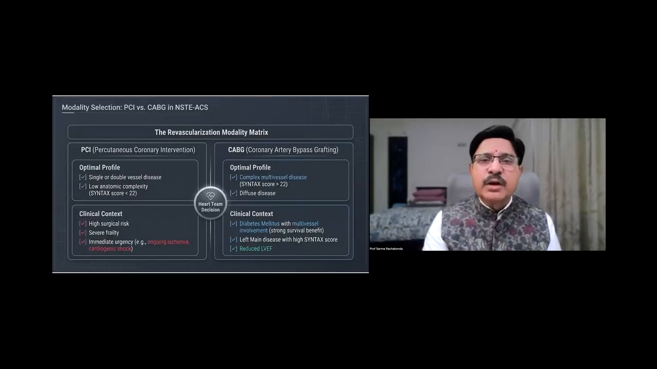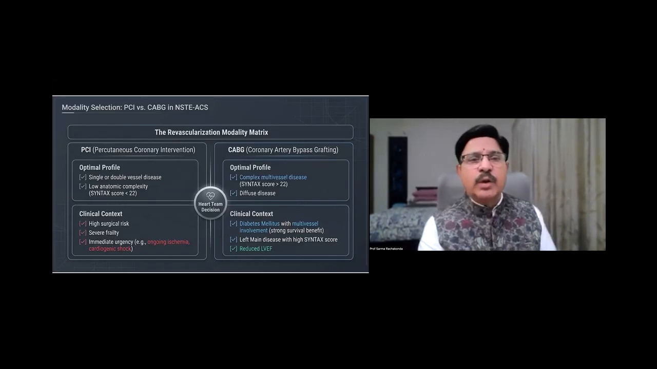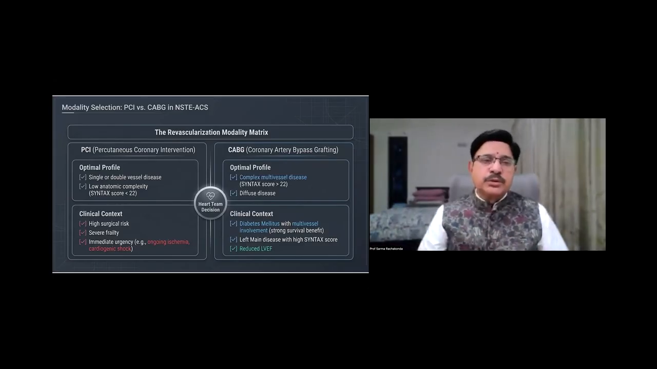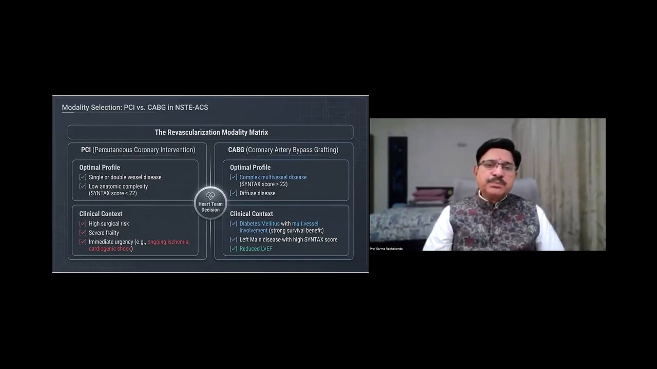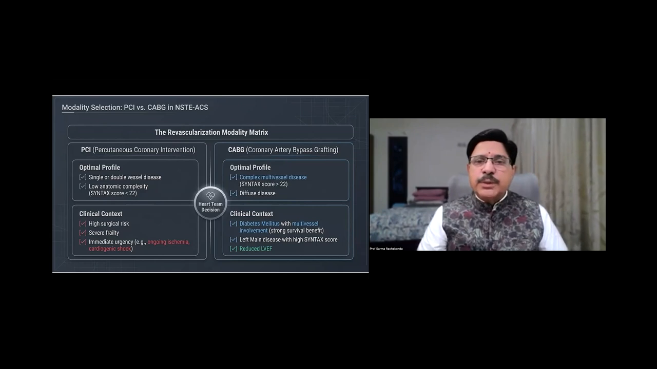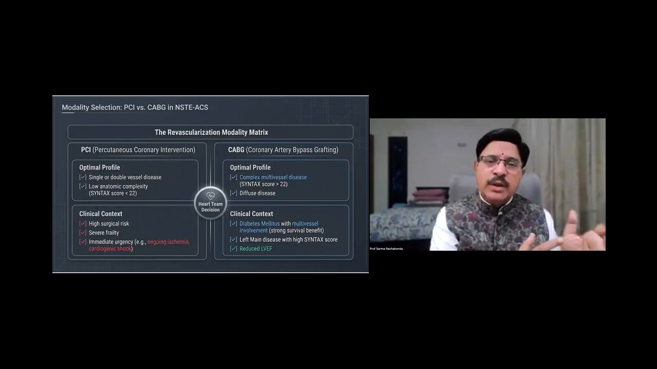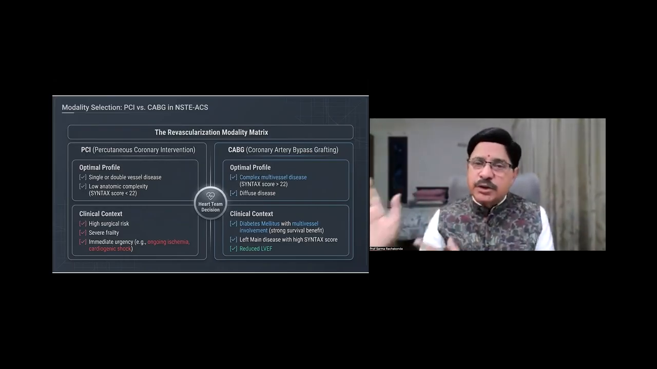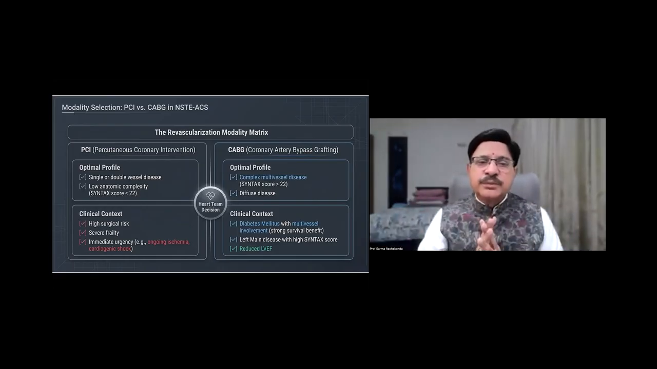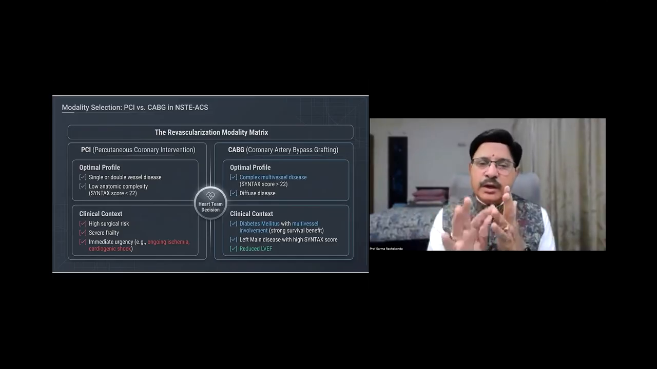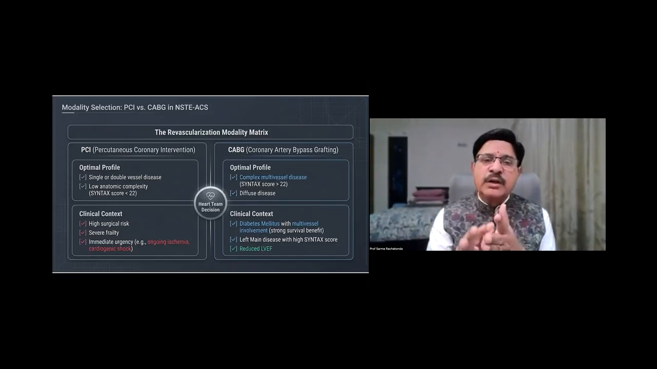Okay, revascularization modality matrix. What do I do? There are 2 revascularization procedures. One is the PCI, the other is the surgery, CABG, coronary artery bypass grafting. Which patient should go for cath lab and angioplasty? Which patient should be in the hands of the surgeon? This is the decision. This is the heart team decision. The heart team is comprised of cardiologist, internist, cardiothoracic surgeon, anesthetist. All 4 are in the heart team.